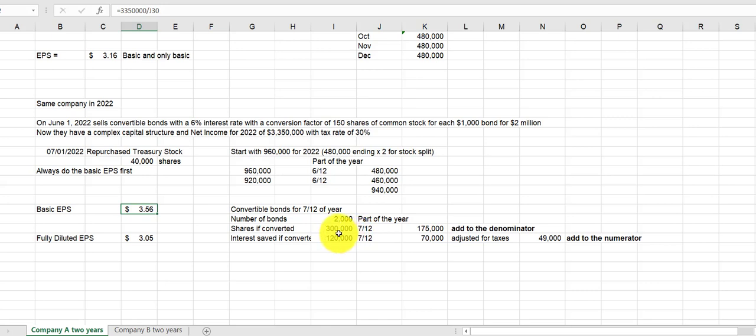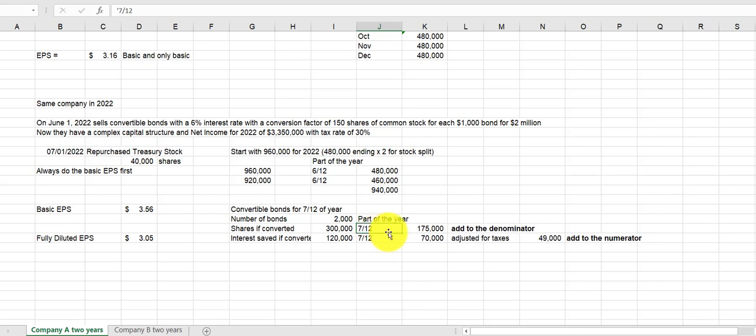And then what we do with convertible securities like this is we pretend that they were converted. So if they would have been converted, that would have resulted in 300,000 new shares, if the whole thing, all $2 million, 2,000 bonds, each for 150. So you see that it's 150 times 2,000 bonds, but that was only around for 7/12. Everything has to be adjusted for the part of the year that is outstanding.